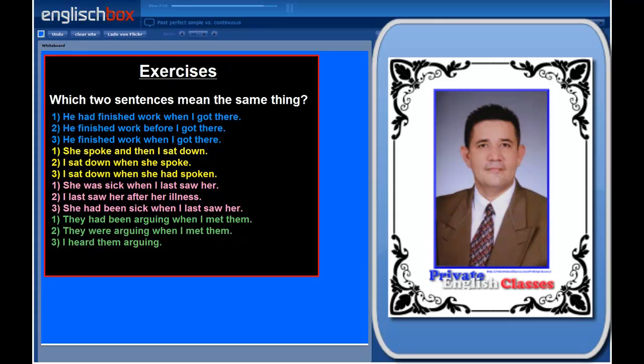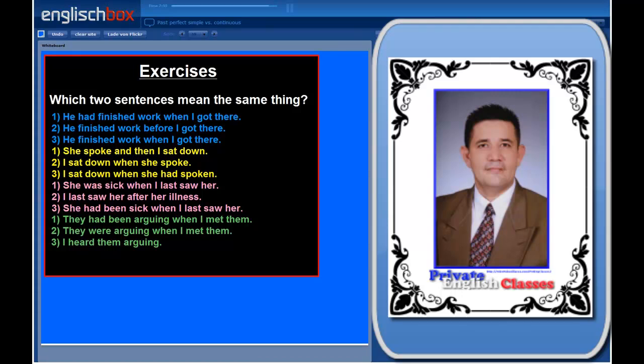In the next one, the yellow sentences, she spoke and then I sat down, when she spoke, I sat down, and I sat down when she had spoken. Number 1 and number 3 are the same. In the pink sentences, she was sick when I last saw her, I last saw her after her illness, and she had been sick when I last saw her. Number 2 and number 3 are the same.